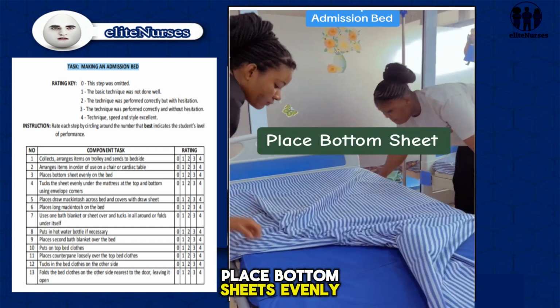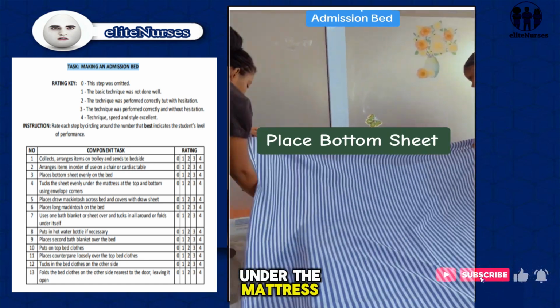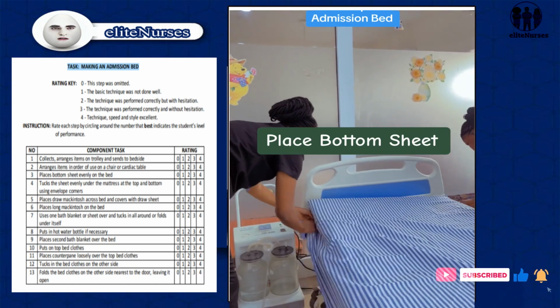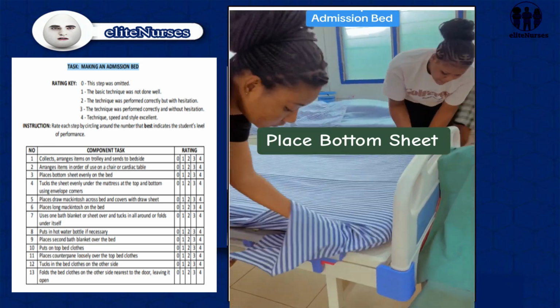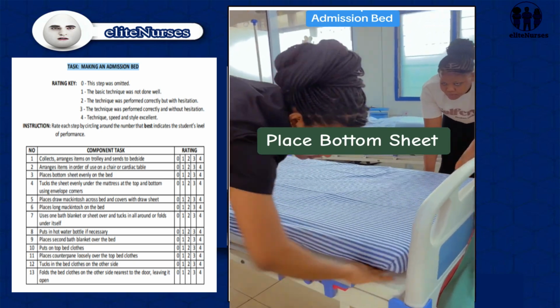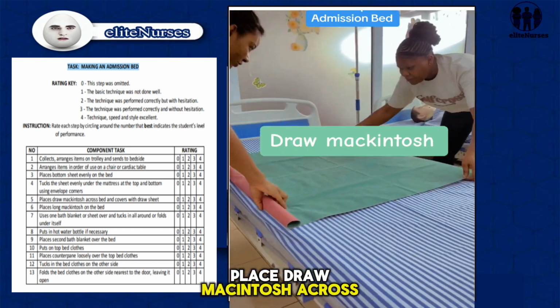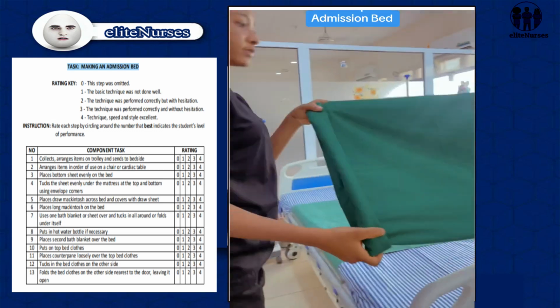Place bottom sheets evenly on the bed. Tuck the sheets evenly under the mattress at the top and bottom using envelope corners. Place draw Macintosh across the bed and cover with a draw sheet.